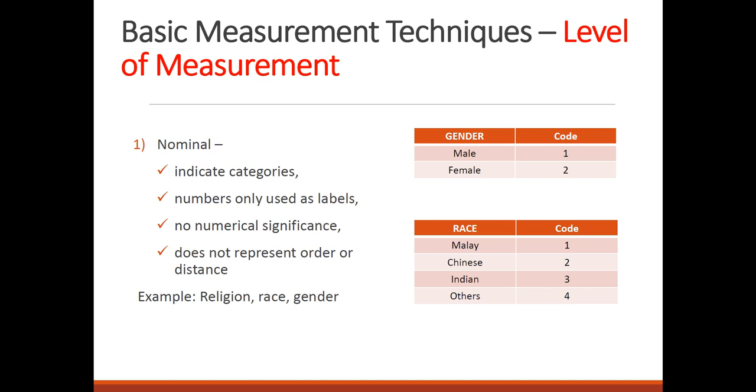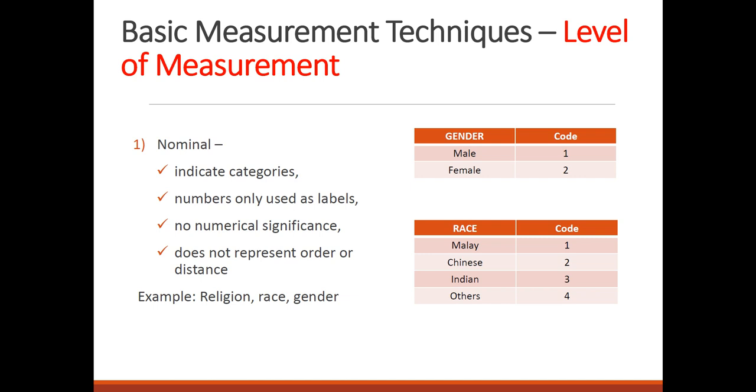So it just indicates the categories. Numbers are only used as labels. For example, for male you give code 1, female you give code number 2. But that number is not meaningful. The information that you want is actually whether it is male or female. So this is nominal. Another example is race: Malay, Chinese, Indian, others. You give the number, but this number does not mean anything.